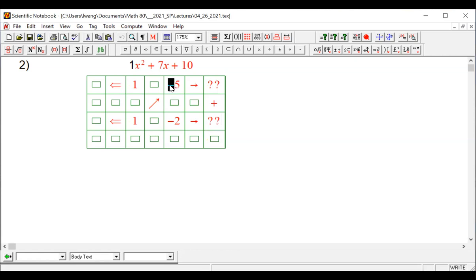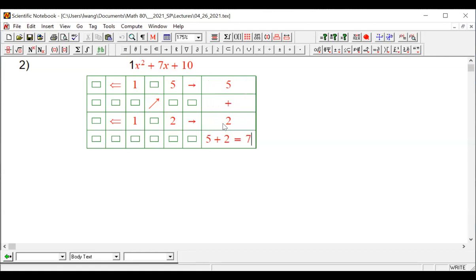So this time maybe we try positive 5 with positive 2. 5 times 2 still equals 10, and 1 times 1 equals 1. So we do 1 times 5, which is 5, and 1 times 2 is 2. And 5 plus 2 is 7. And this 7 matches this 7 perfectly. This is the moment we recognize we have found the factors.